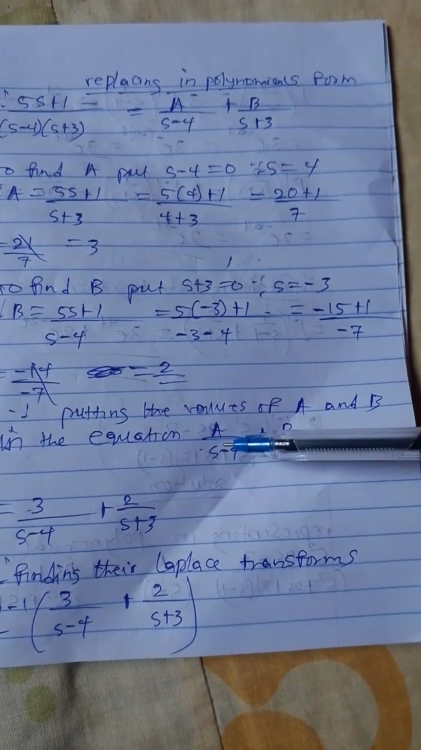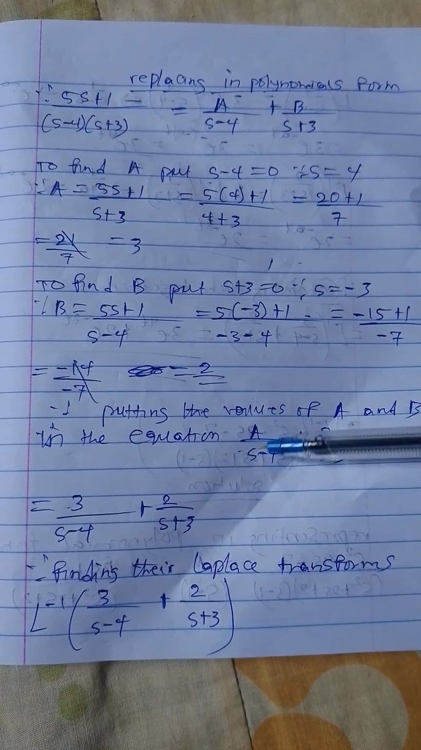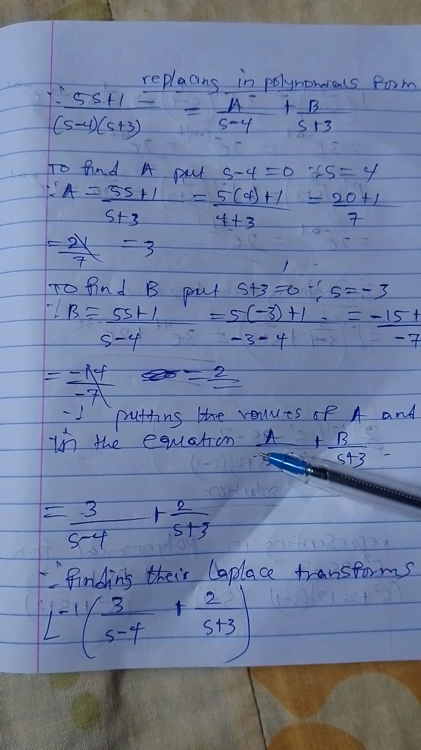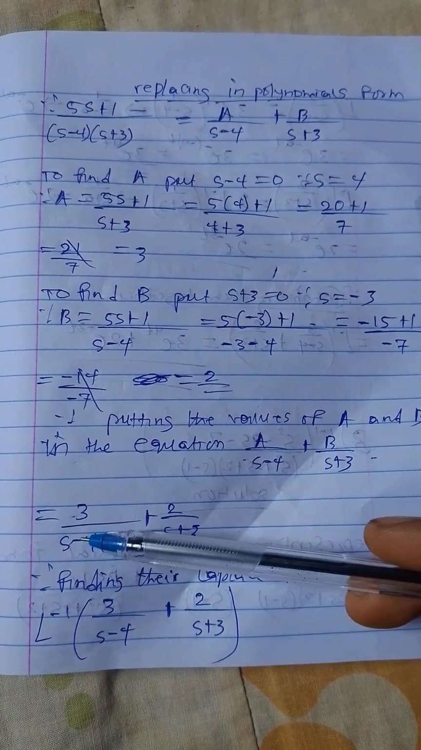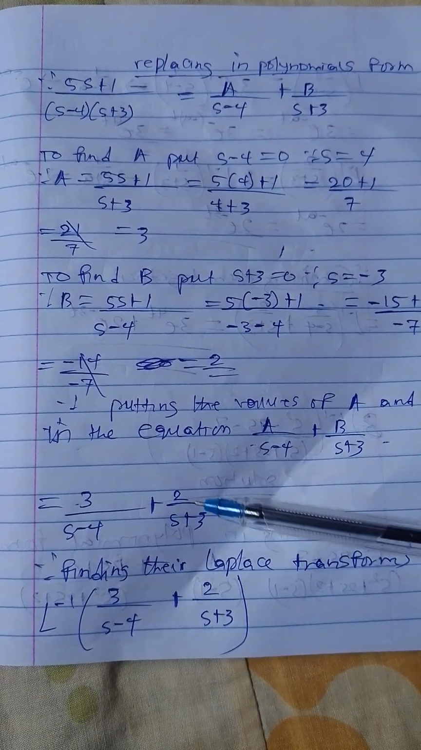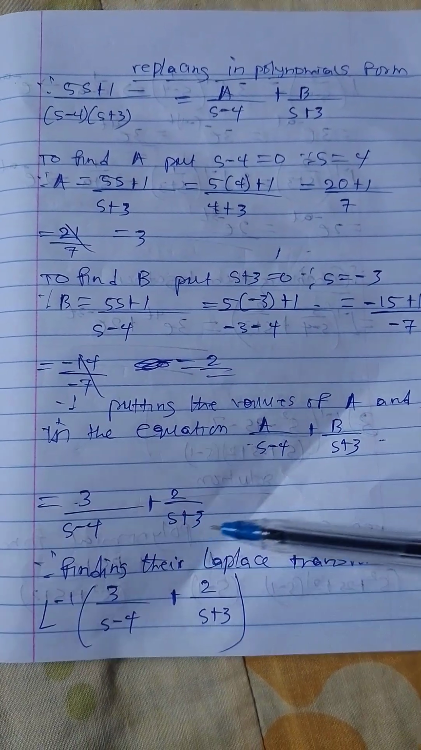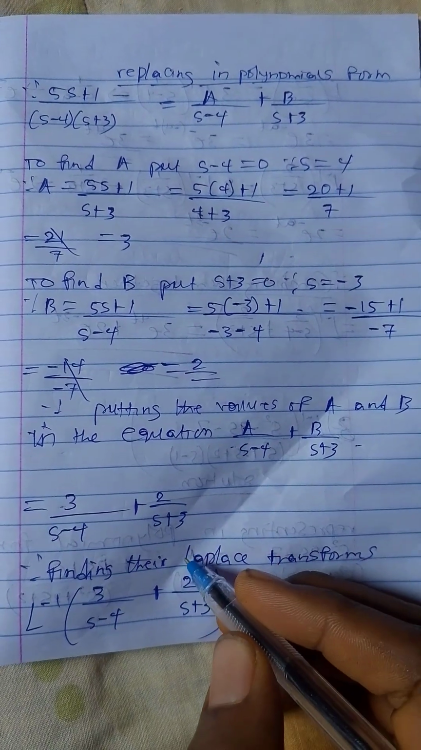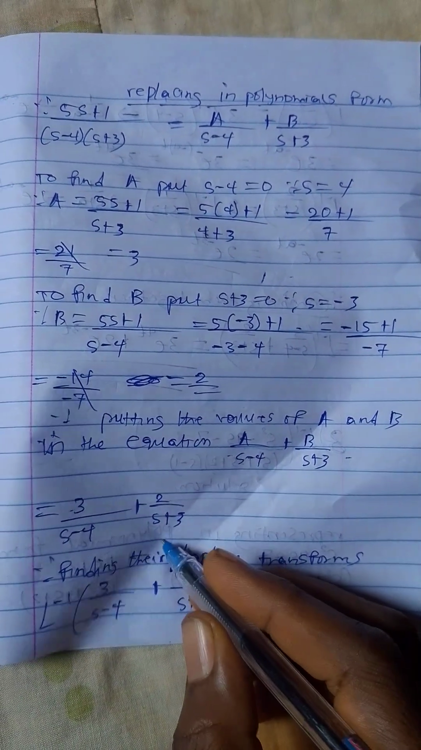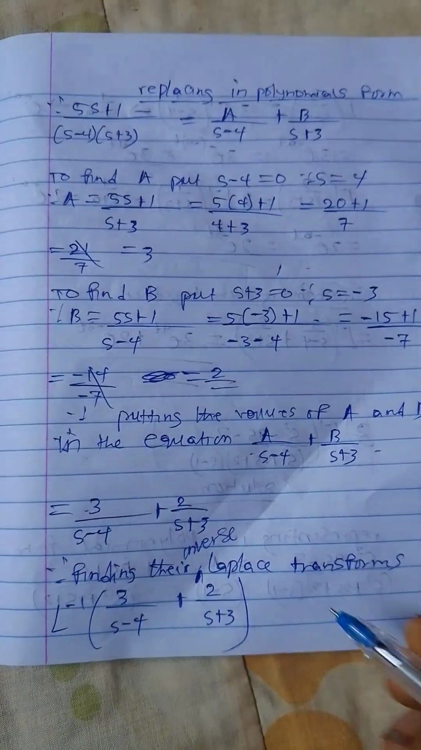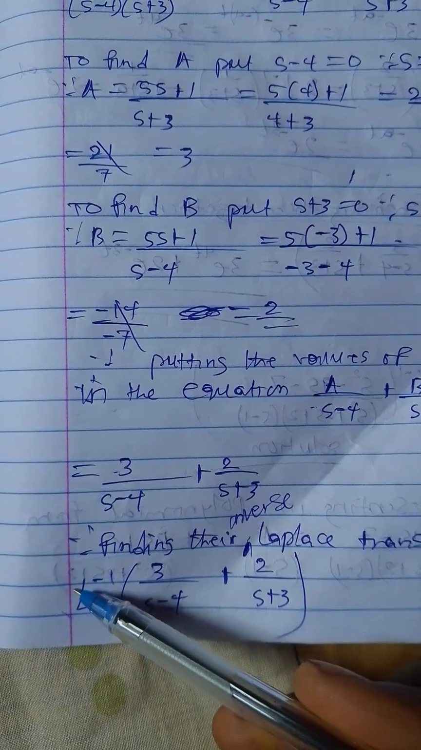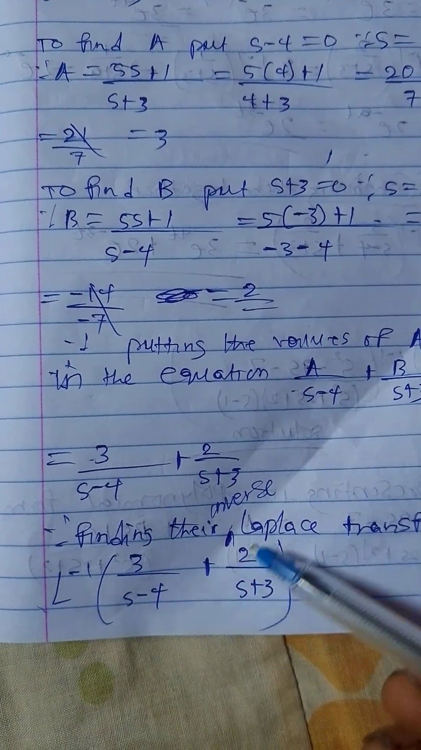After doing that, put the values of a and b in this equation, a over x minus 4 plus b over x plus 3. My answer for a was 3, that becomes 3 over x minus 4, plus my answer for b was 2, that becomes 2 over x plus 3. Then, finding their inverse Laplace transforms, we have that the inverse Laplace transform, L raised to minus 1 of 3 over x minus 4 plus 2 over x plus 3, will be equal to what?